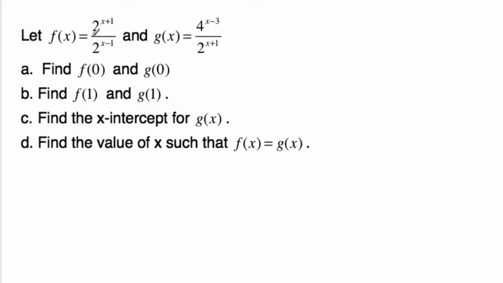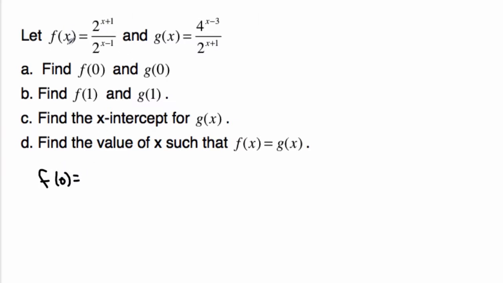All right, in this question we're given two functions, f and g. We're asked to find f of 0, which is going to be the y-intercept, f of 1 and g of 1, and the x-intercepts, so we'll set this equal to 0, and then we'll find the value of x such that f is equal to g. Okay, so let's start. So f of 0.